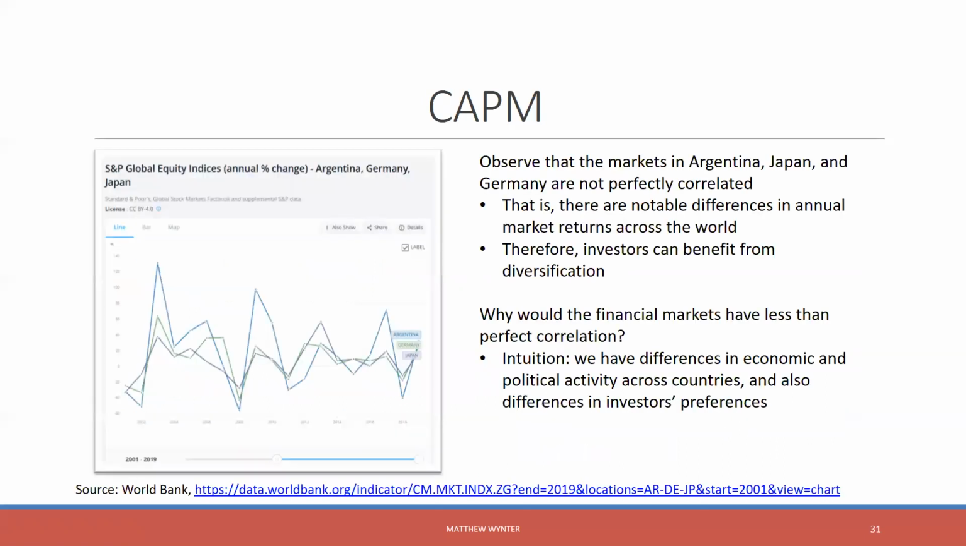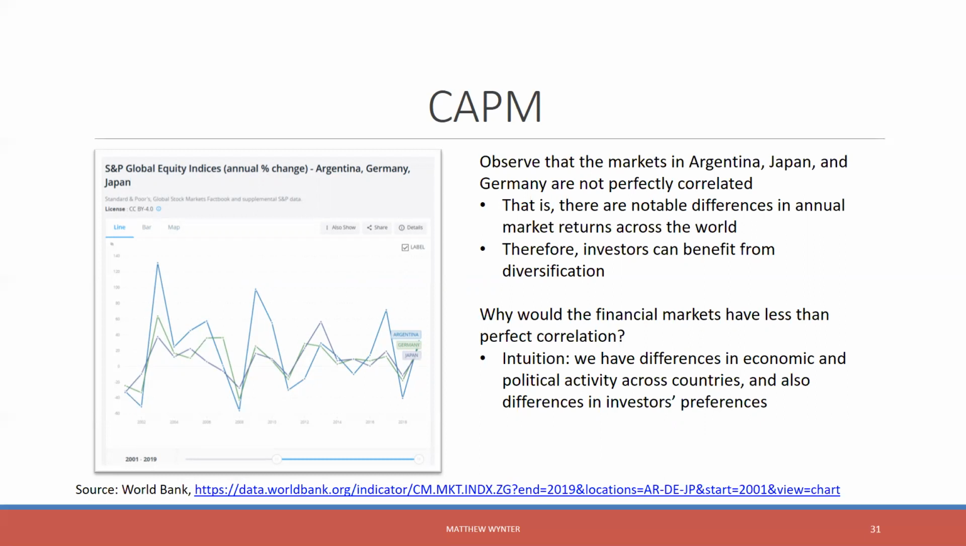Let's take a look. What am I showing you? I'm showing you from 2001 to 2019 annual returns for Argentina, Germany, and Japan. Observe that the markets are not perfectly correlated. There are large differences in annual market returns across the world. Therefore, as an investor, I can benefit from diversification. There are some years where one market is way up and another market is not. So I can mix and match. I can create a portfolio that exploits these differences in market returns across countries.